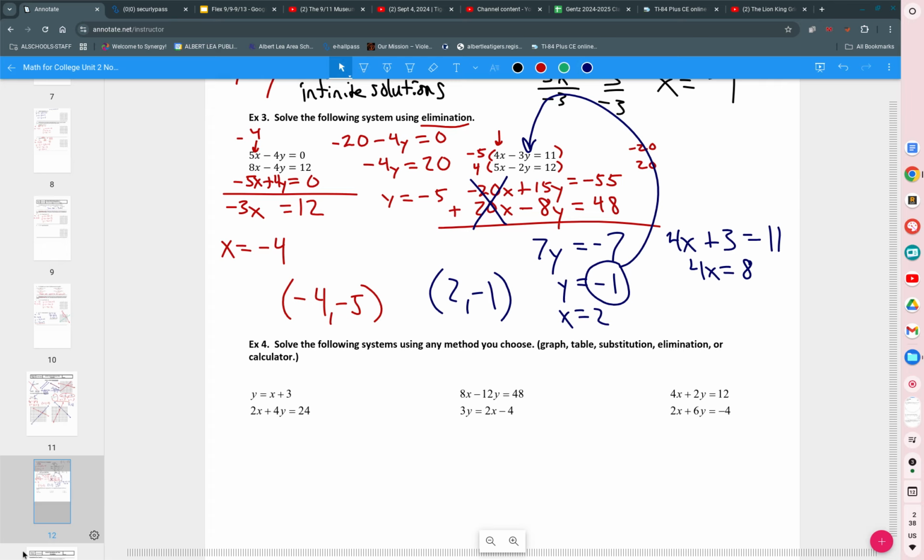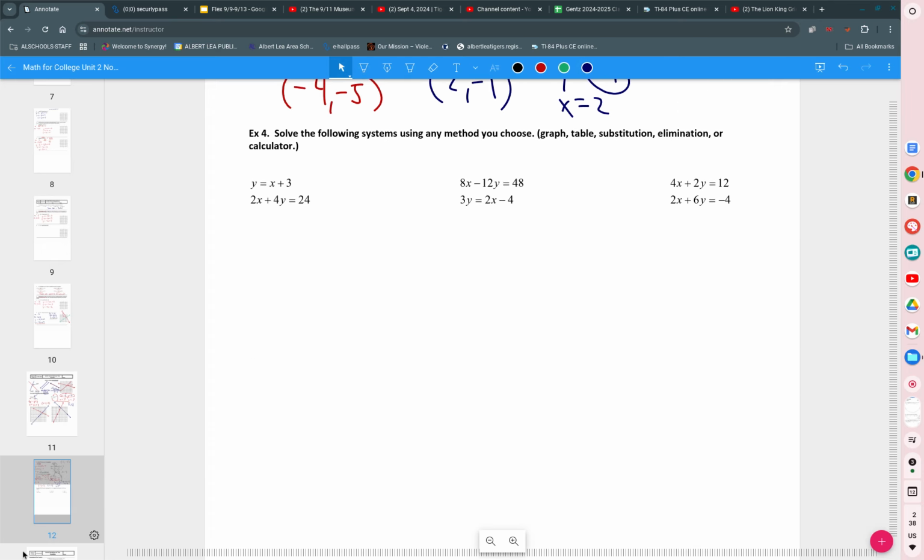Before you move to your homework, what I want you to do is decide for these three right here, just talk about substitution or elimination. Which method would you use for number 1? Which method would you use for number 2? And which method would you use for number 3? Go ahead, talk to the person next to you. Which method do you think would be most appropriate? Go.